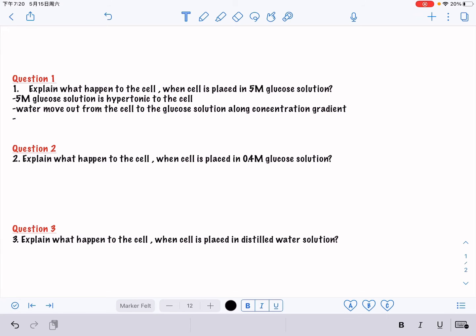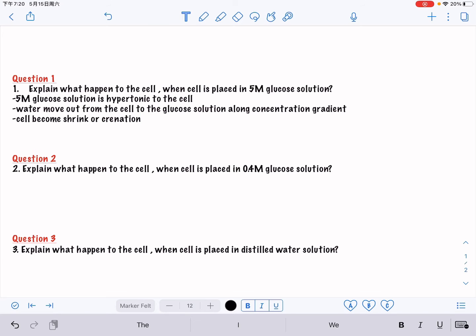When the water moves out, the cell becomes shrunken or crenated. When the cell shrinks or crenates, the mass and the size of the cell decrease.